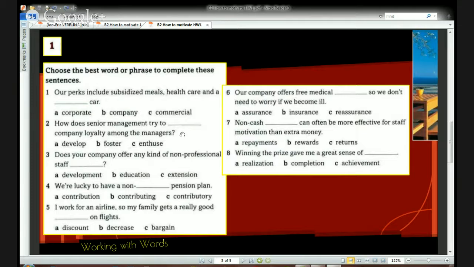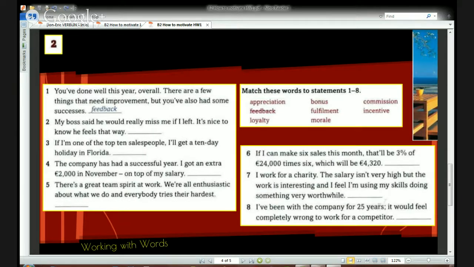All right. In the second exercise I gave you, you have a set of words where you can see them, and you just have to match them to a statement. So which word best describes a statement? For example, you've done well this year overall. There are a few things that need improvement, but you've also had some successes. So that is an example of feedback.